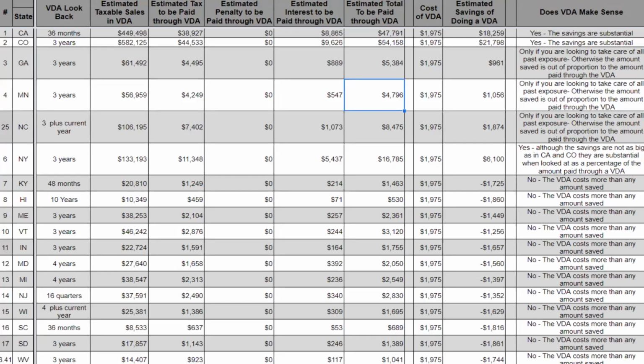So the basic rule of thumb is, before you say yes to a VDA, you've got to know what your potential money that you're going to pay in through the VDA is. And number 2, here's our golden rule. You've got to be saving at least as much money by doing a VDA as the VDA is going to cost you. And we're going to touch on this more throughout the presentation.